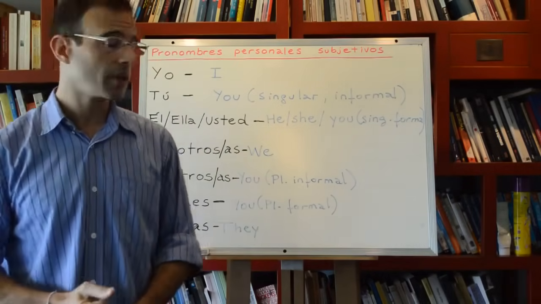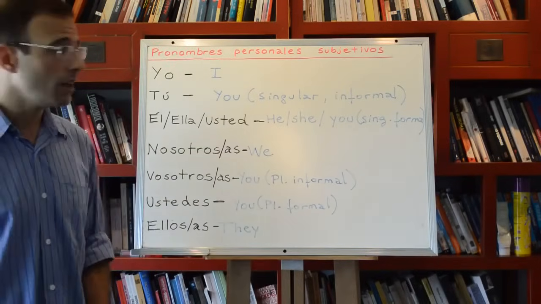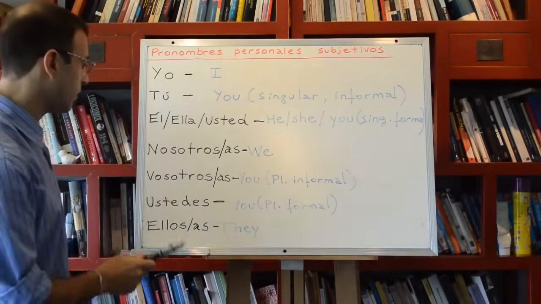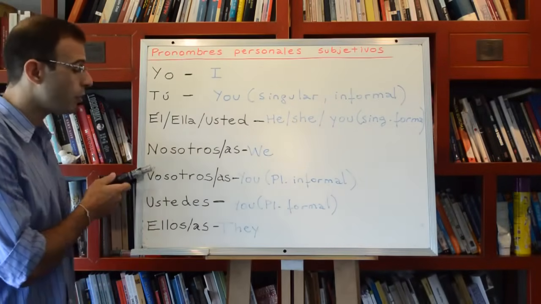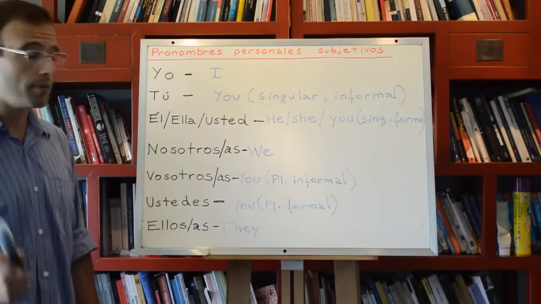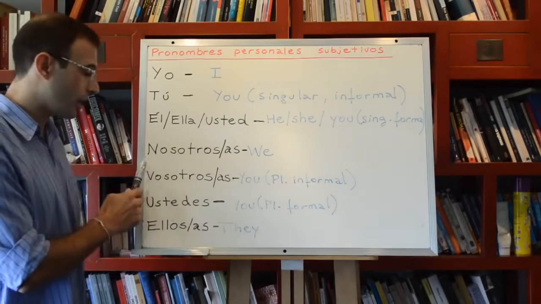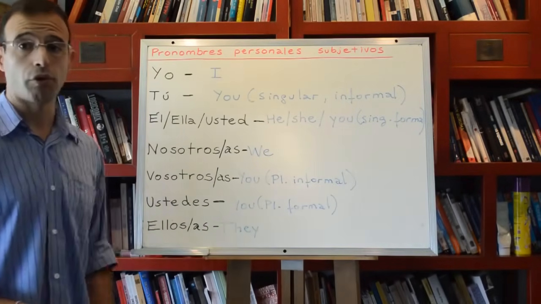So, tú and usted mean the same thing, but this one is informal and this one is formal, okay? Same as vosotros and ustedes mean the same thing, but this one is informal and this one is formal. And remember, this one is not used in Latin America, because in Latin America we use ustedes both for formal and informal.